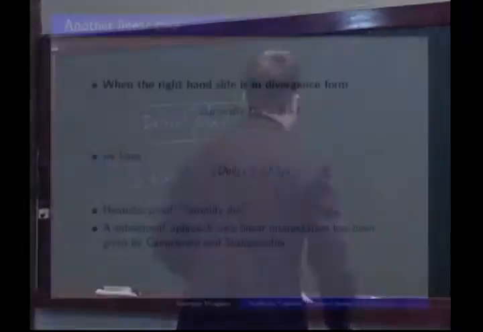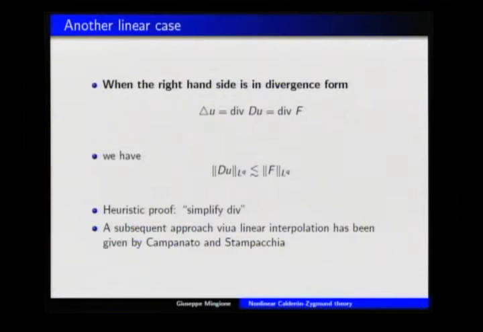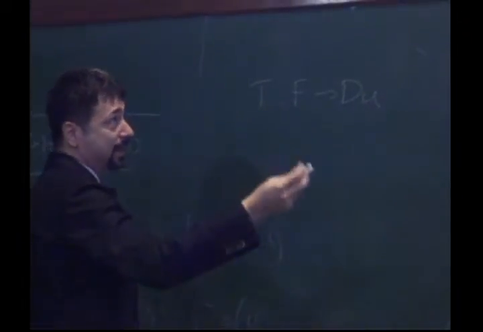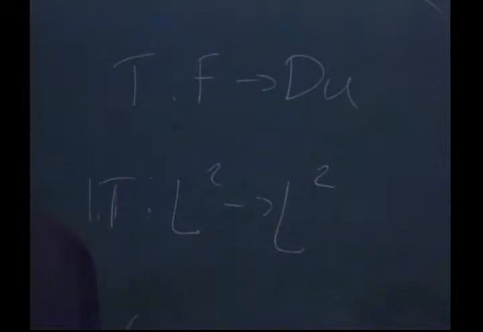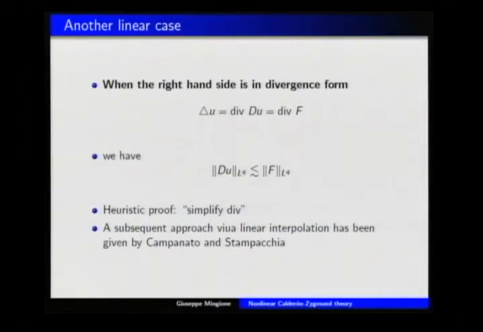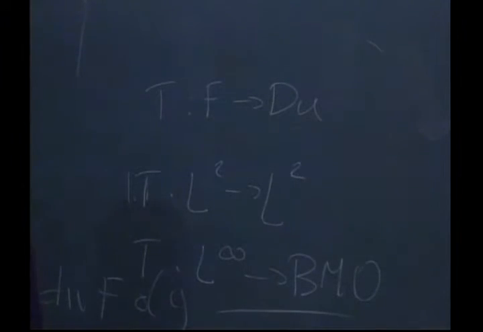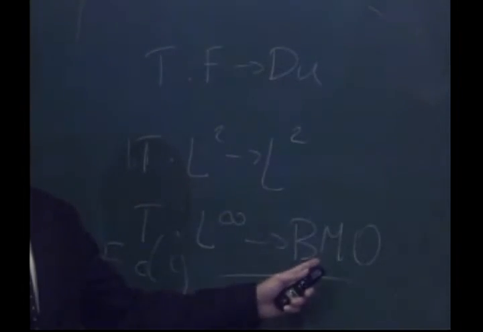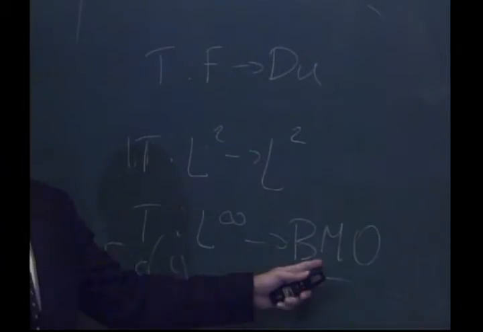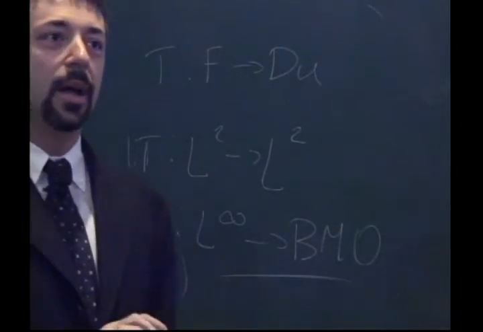What Campanato and Stampacchia were doing, they were considering this problem. For instance, this is just an example, and they were considering the operator that to each f maps the gradient of u. This is obviously linear because everything is linear. So by testing the equation, and this is completely trivial, this gives that the operator sends L2 into L2, and this is the analog of Plancherel. And then they showed that the operator sends L infinity into a space called BMO. BMO is not L infinity, it's slightly larger than L infinity, and actually this operator doesn't send L infinity into L infinity, this is true, but sends L infinity into BMO, which is still close enough to L infinity to allow for interpolation.